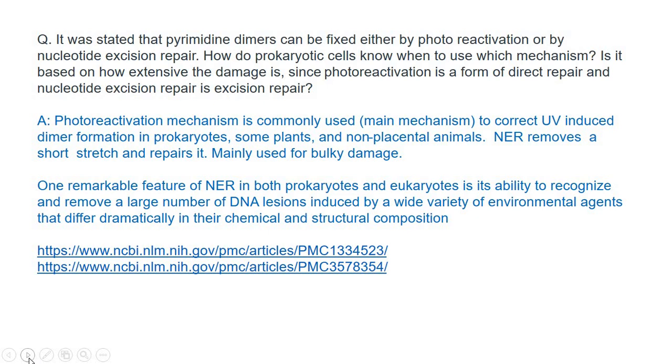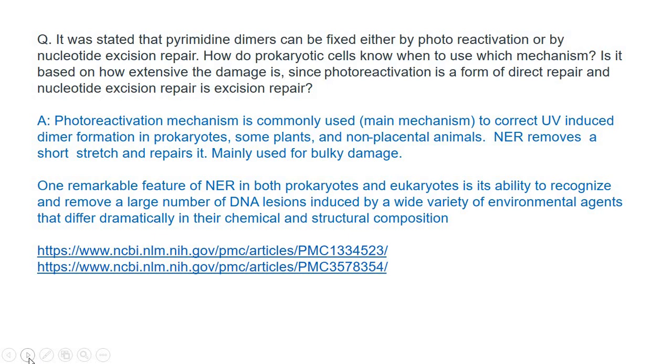Okay, so the next question was that pyrimidine dimers can be fixed either by photoreactivation or by nucleotide excision repair, or NER. So how do prokaryotic cells know when to use which mechanism, when to use photoreactivation and when to use nucleotide excision repair? So that's the first question. The second part of this question is, is it based on how extensive the damage is, since photoreactivation is a form of direct repair and NER is excision repair? So that's kind of, you're answering your own question here. So let's go over a little bit.